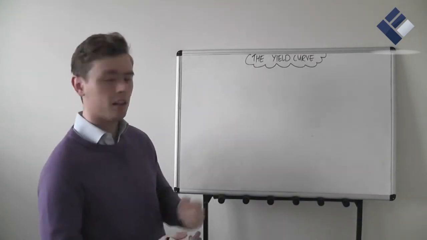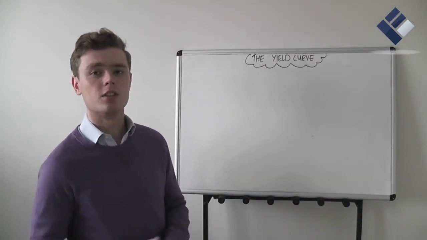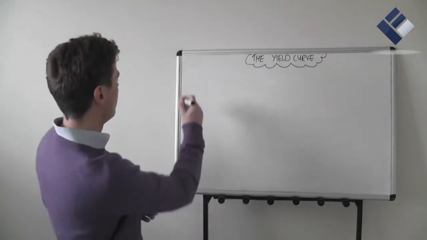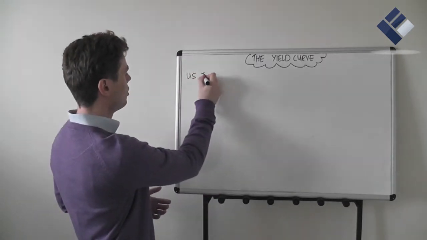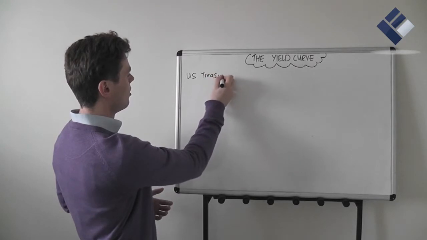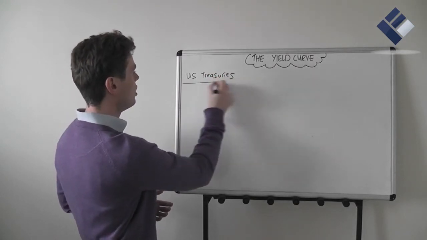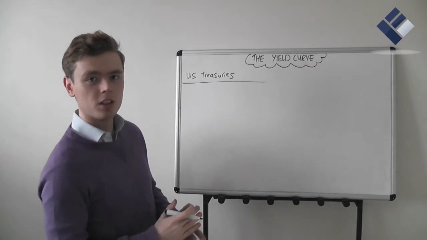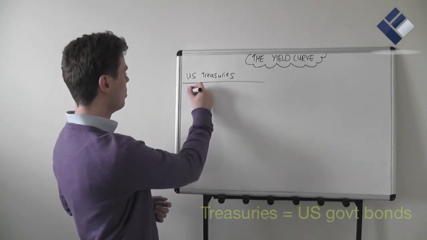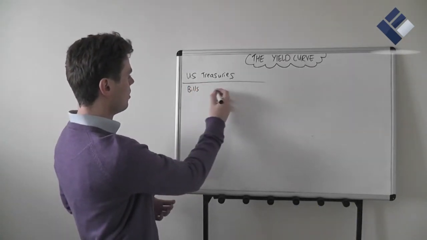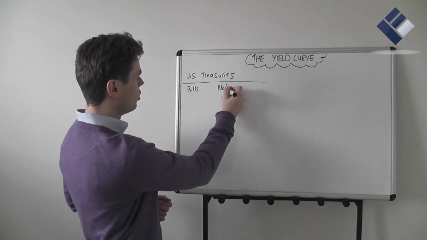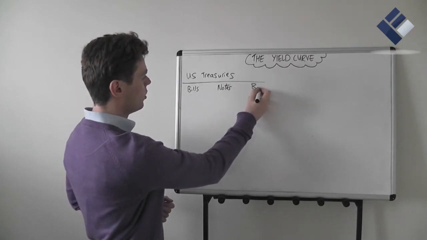In order to explain the yield curve, first I'd like to introduce you to the concept of US Treasuries. US Treasuries are just really a fancy name given to US government bonds. These are bonds issued by the US government. They fall into three categories: Treasury bills, Treasury notes, and Treasury bonds.